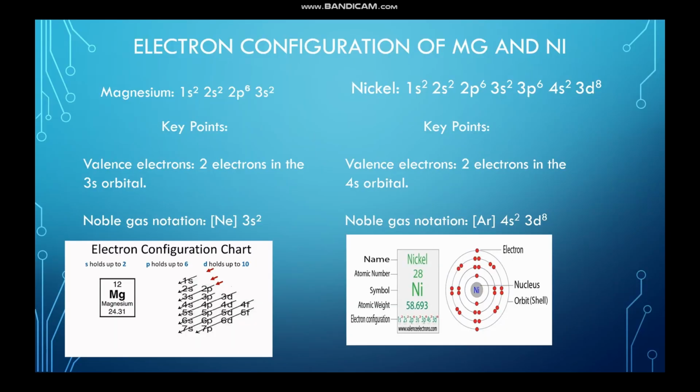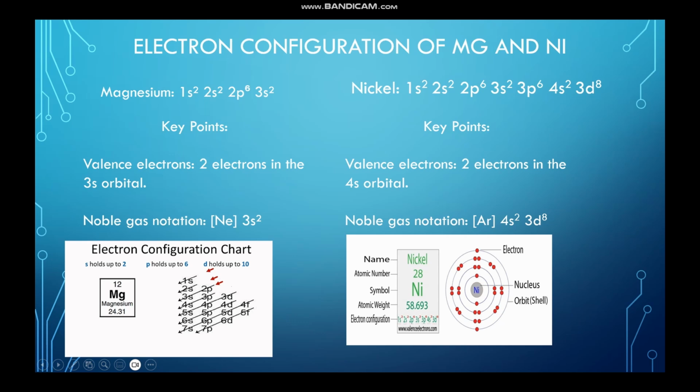So first we have the electron configuration of magnesium and nickel. For magnesium, here's our electron configuration, and what we can take away from this is that it has two valence electrons in the 3s orbital. We can also shorten this with our noble gas notation. And then here is an electron configuration chart as well.